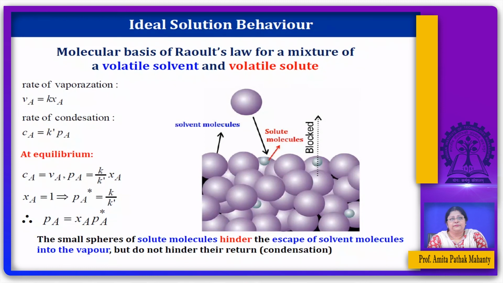So the small solute particle, what does it do? The amount of vapor which is generated is hindered by the solvent molecules. But the condensation is not going to be dependent on the solute which you are having. Whatever is going up will be condensing down. So the rate of condensation will be higher than the rate of evaporation. Right?